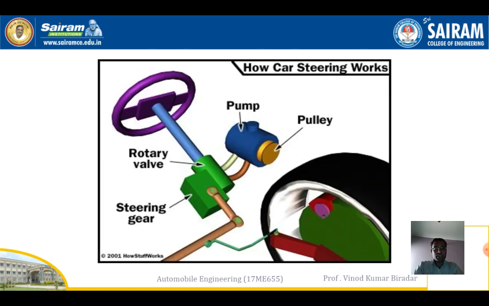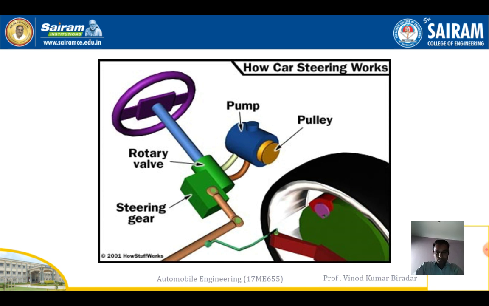So this is a complete diagram of the steering mechanism. This round shape is called the steering wheel, and this is the rotary valve, this is the steering gearbox, that is the pump with its pulley, and this is a wheel. The main part of this is the gearbox. In this, we are using a rack and pinion gearbox.